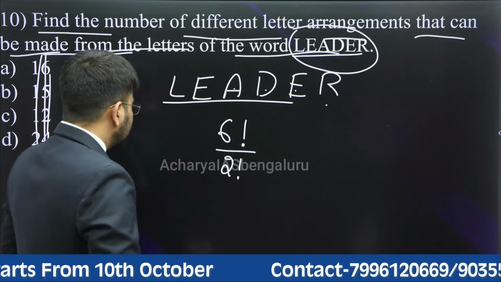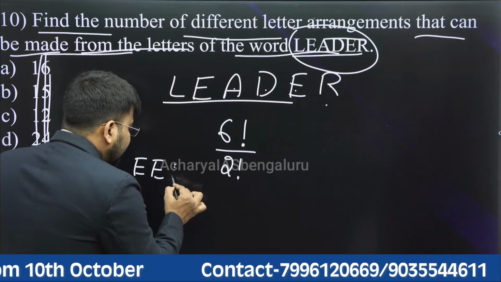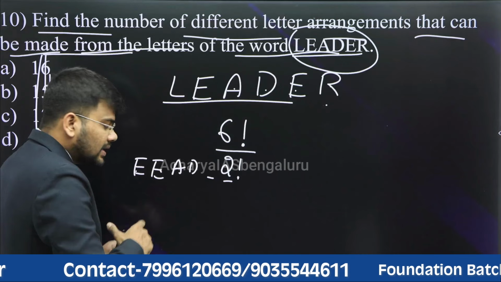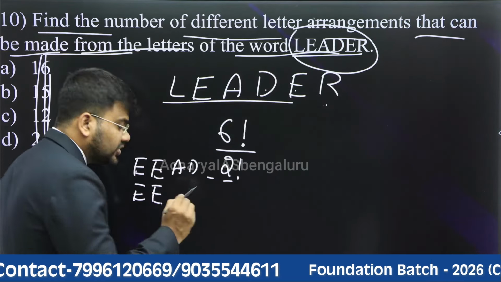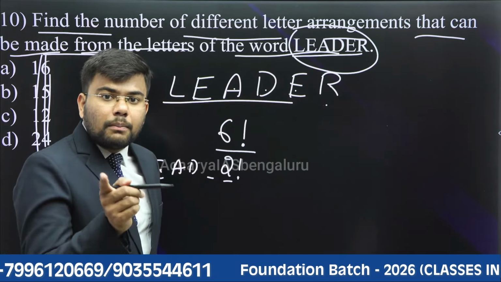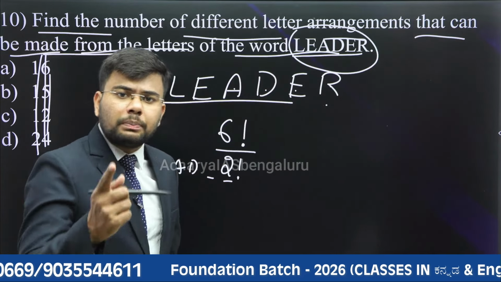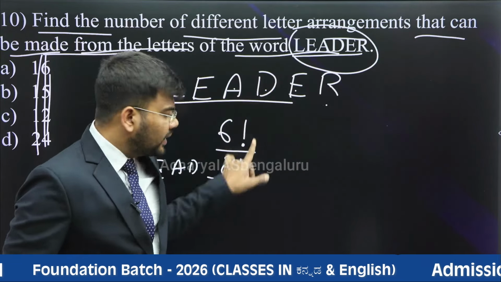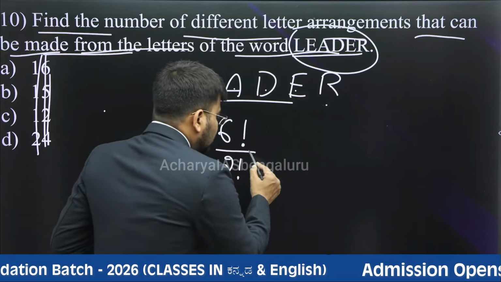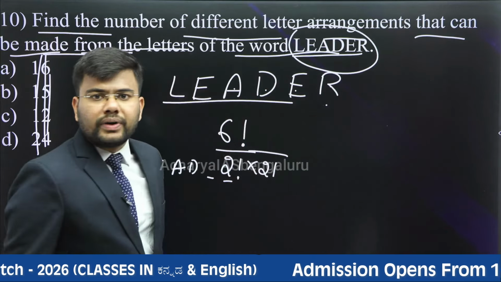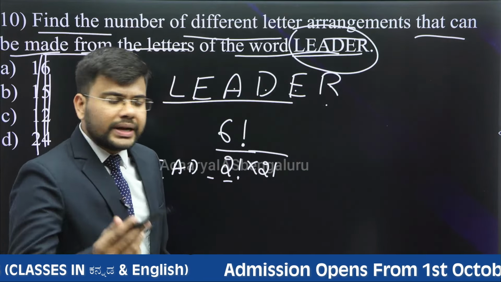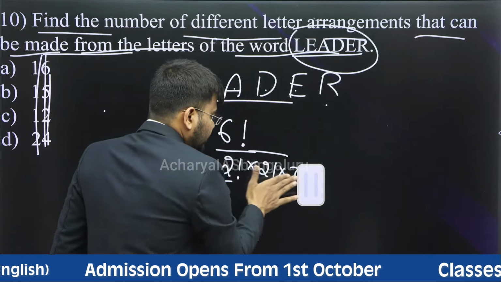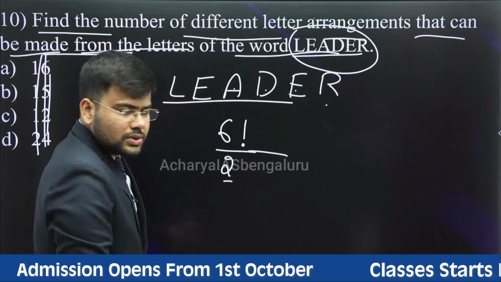Sir, why? Sir, nothing. If I have written E, E, A, D, X, Y, Z and I swap this E here, the word would be the same. There will be no changes at all. Hence, you have to divide by the factorial of the number of times each letter or digit is repeated. That means, sir, here 2 letters are repeated, hence 2 factorial. If there were another 2 letters repeated, I would have written another 2 factorial. Sir, if it was repeated 3 times, simply I would have written 3 factorial.